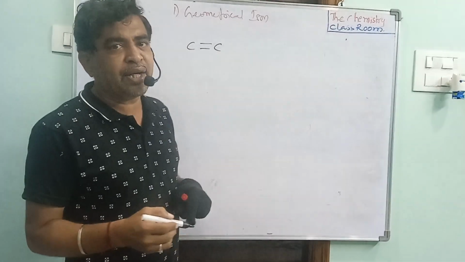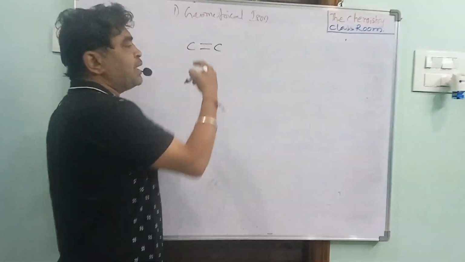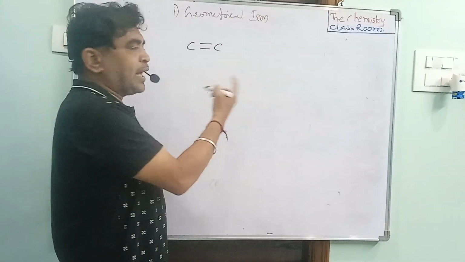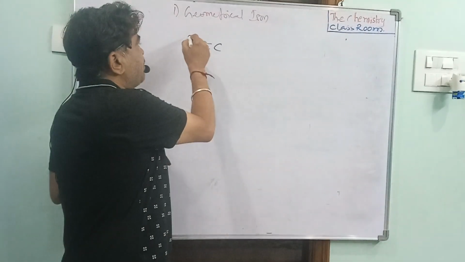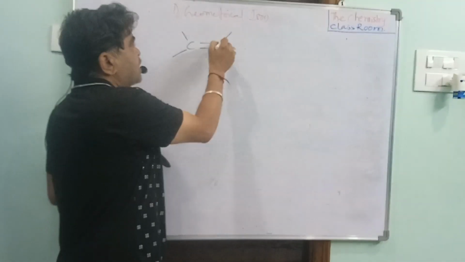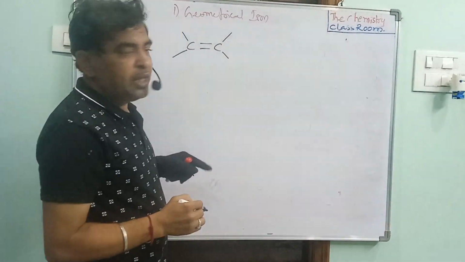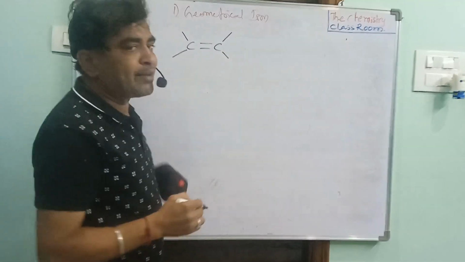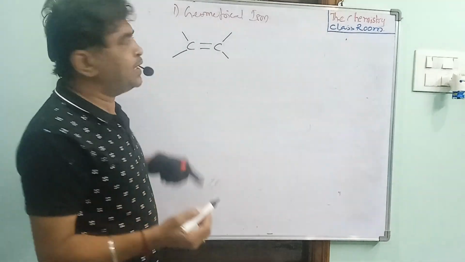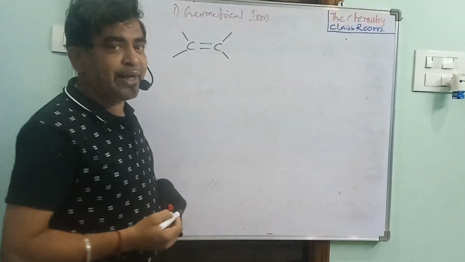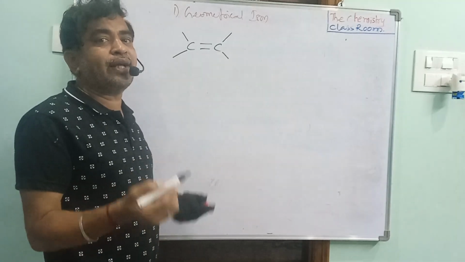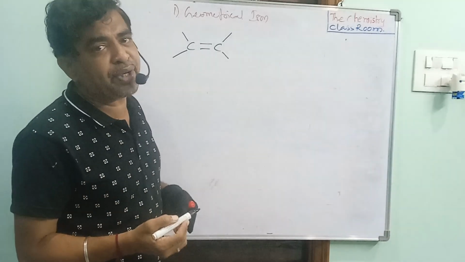One more condition we have. When a carbon forms a double bond with another carbon, this carbon still has to form two more bonds. The two bonds are not identical. What is the second condition? These two bonds should not be identical. When they are not identical, then only it performs the geometrical isomerism.